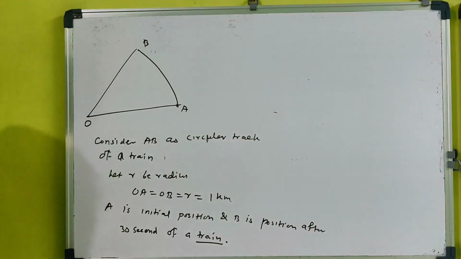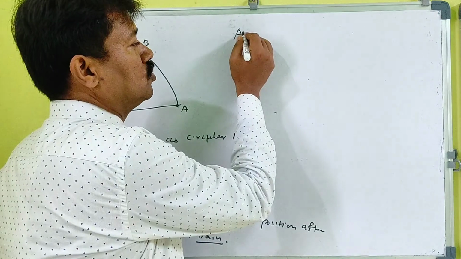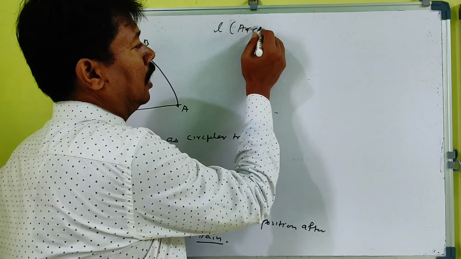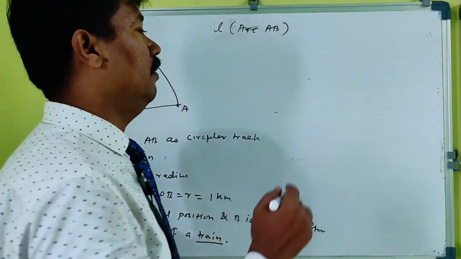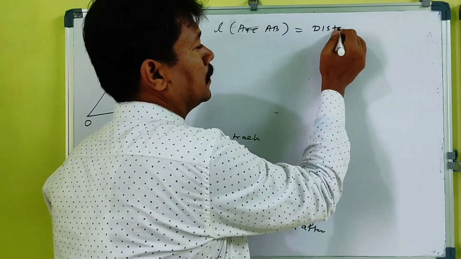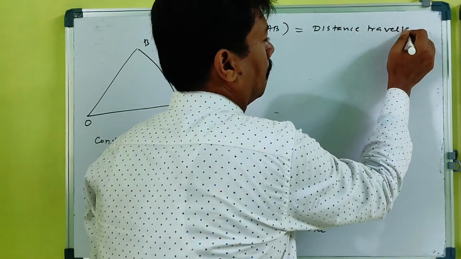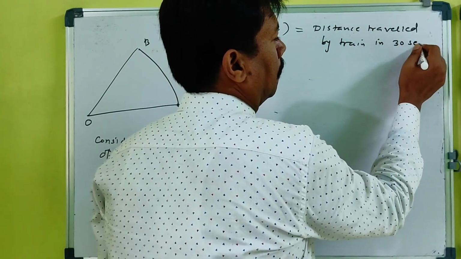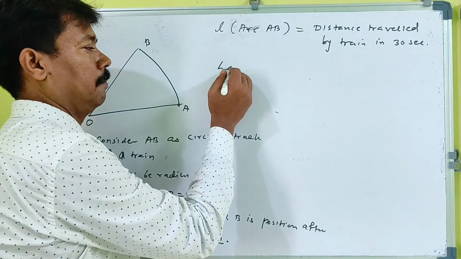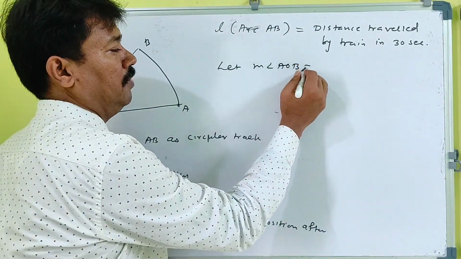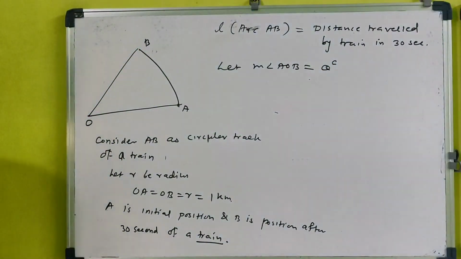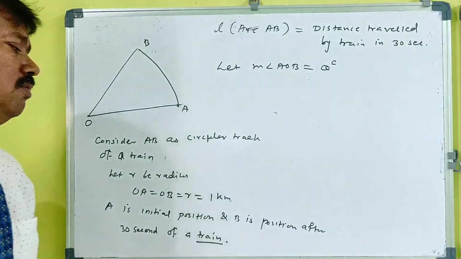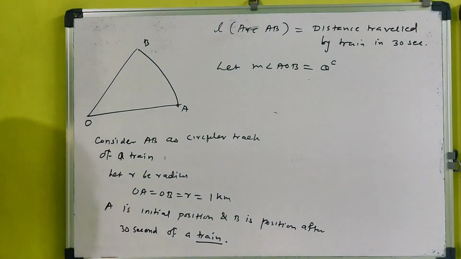So what is AB? AB is the distance traveled. So the length of arc AB is nothing but the distance traveled by the train in 30 seconds. Let the measure of angle AOB be theta radian, like this. So all this information is there, but we want the distance traveled. Let's find the distance traveled first.